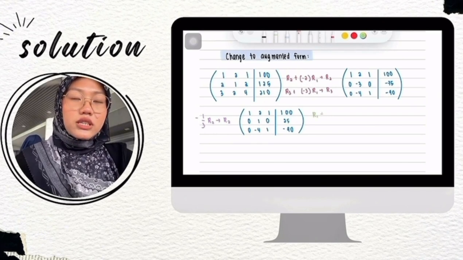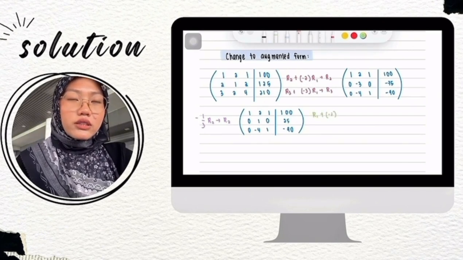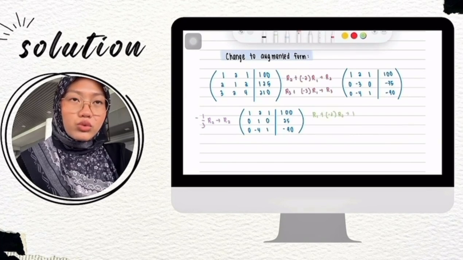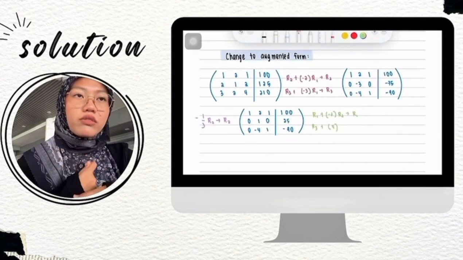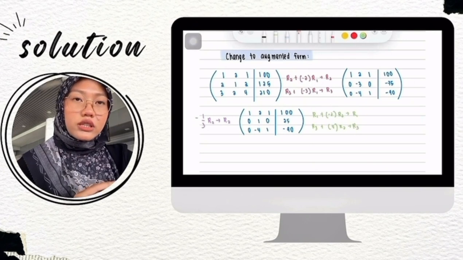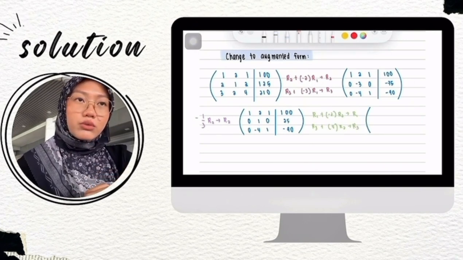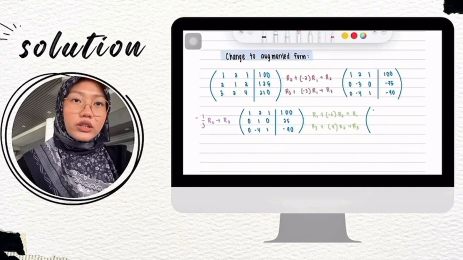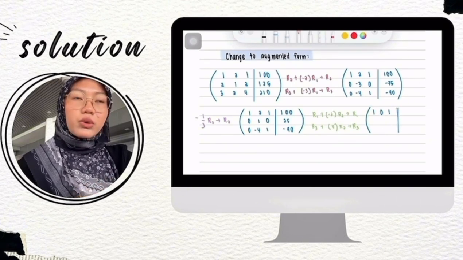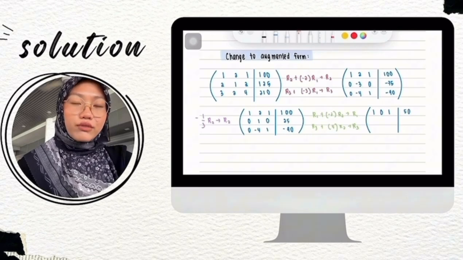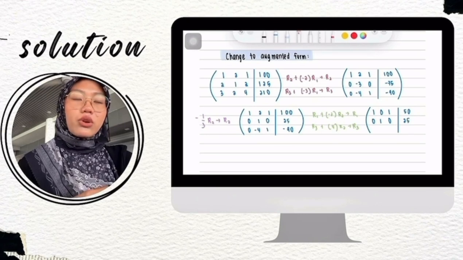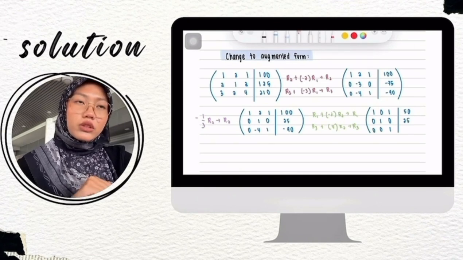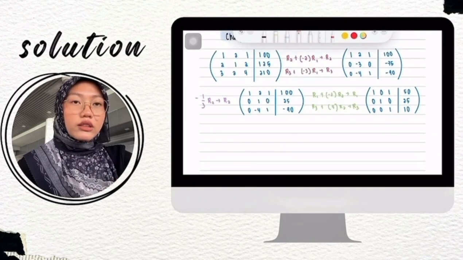Then here we can see at the second column, there's a leading 1 in row 2, but we need to change 2 and negative 4 into 0. So the operations are like this, where R1 we will plus negative 2 times R2, since the leading 1 is in row 2. Then R3 we will plus 4 times R2. Then the first row we will get is 1, 0, 1, and 50. And then the second row as it is, which is 0, 1, 0, and 25. And then the third row we will get 0, 0, 1, and 10.